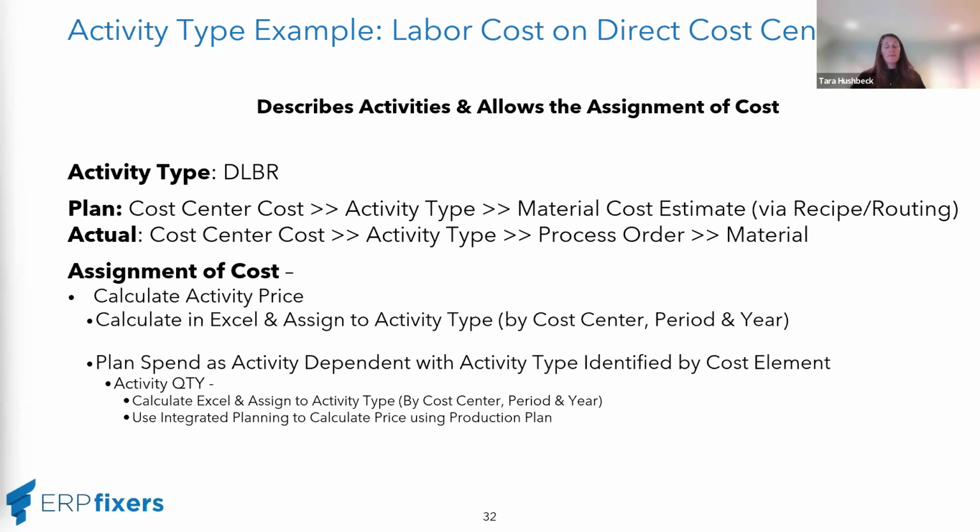So I have how much it costs, but how do I know how much activity I expect? Again, you can do that calculation in Excel and assign it to an activity type. Again, very common. But you can also use integrated planning and some other functionality within SAP to calculate that quantity and in turn that price using the production plan. So there's a lot of functionality within SAP to do that. So that's an example, and I'm going to show you a screenshot of how that might work.